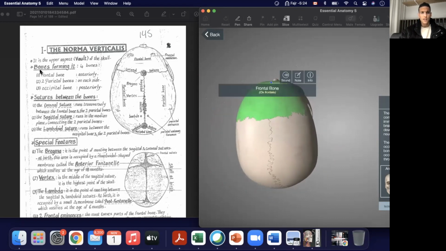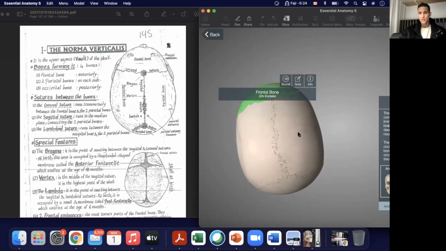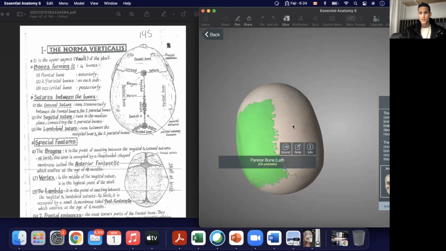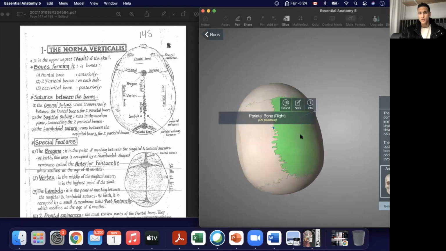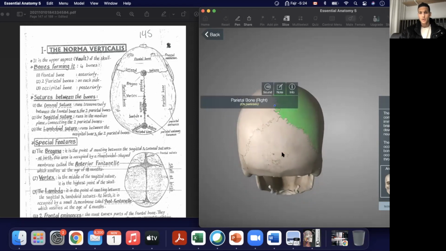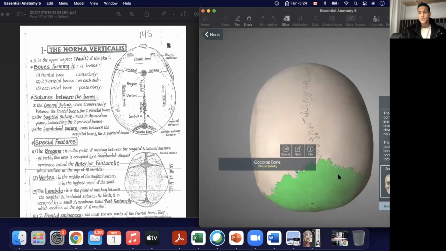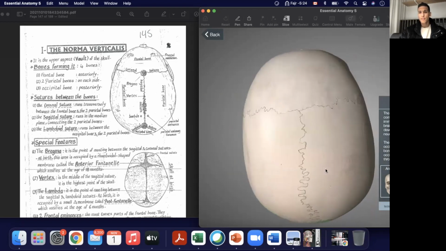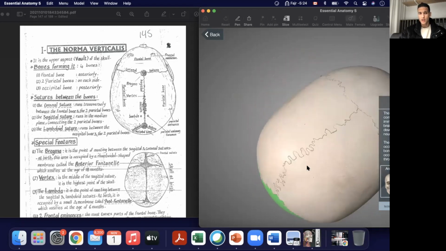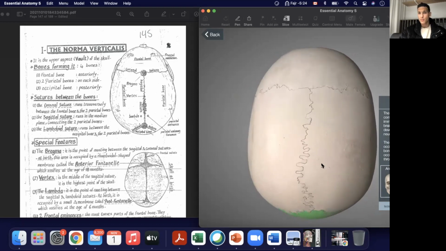Then we have the 2 parietal bones, which come as paired bones, parietal 1, parietal 2, left and right. And then we have the occipital bone posteriorly. This part right here is called the occipital bone. Very straightforward, I would say. The vault of the skull is made up of 4 bones: the frontal, the 2 parietal, and the occipital.